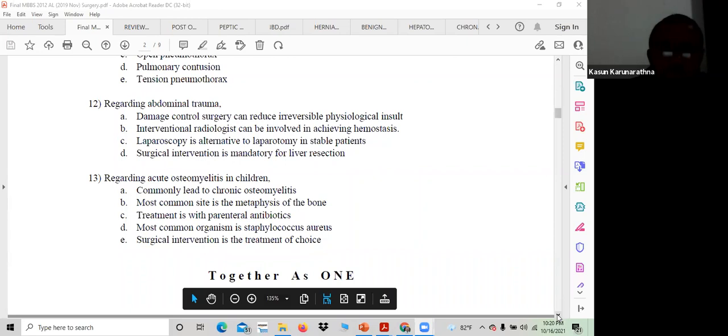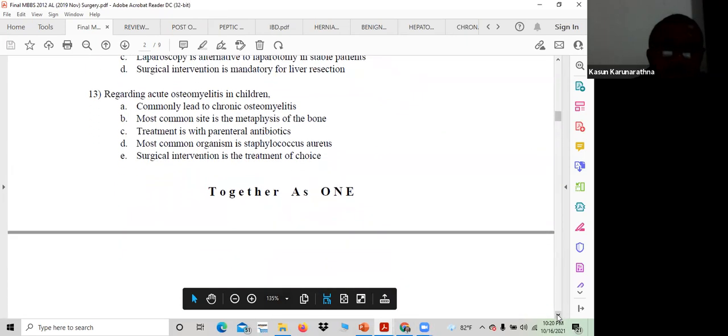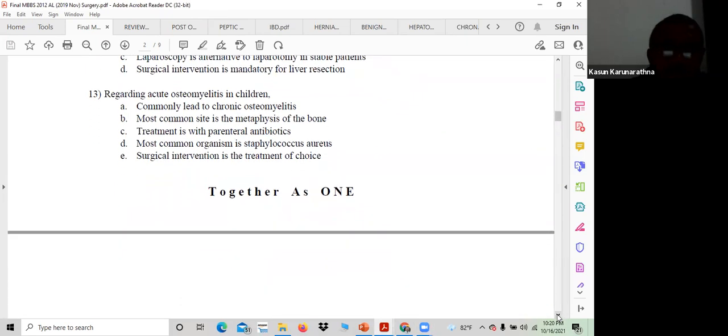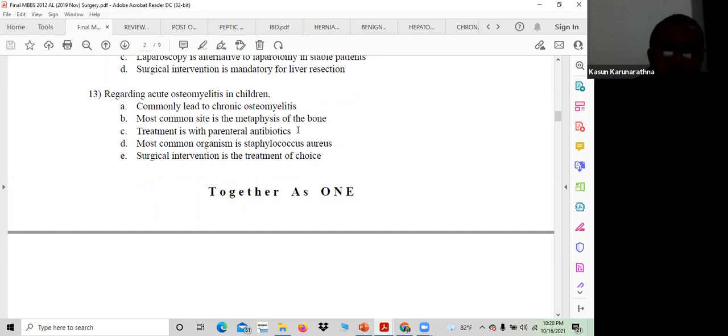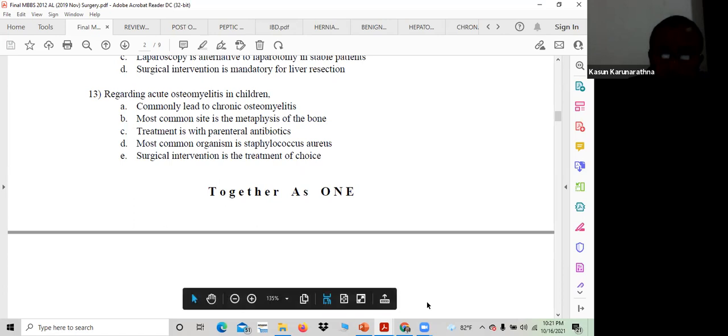Then, regarding acute osteomyelitis in children, commonly leads to chronic osteomyelitis. That's false. The most common site is the metaphysis. Yes, true. Treatment with parenteral antibiotics. Yes, IV antibiotics should be given. Most common organism is Staph aureus. Yes, that is skin flora. Surgical intervention is the treatment of choice. That's false. Usually managed with antibiotics. If it doesn't respond to antibiotics, then you plan for surgical intervention, right?